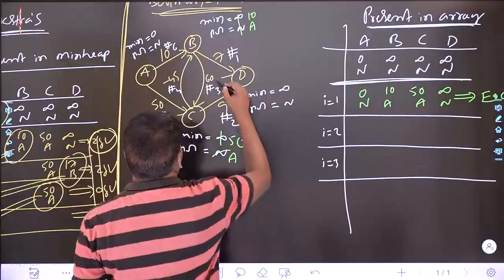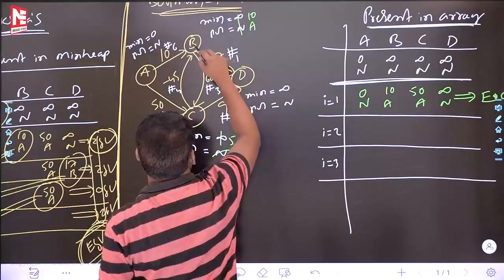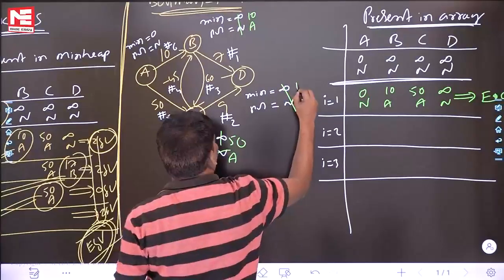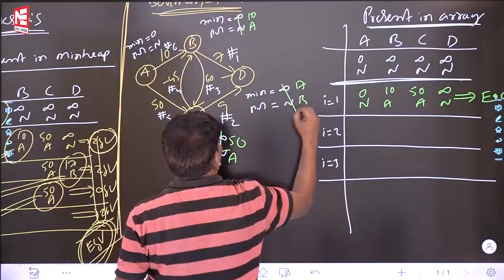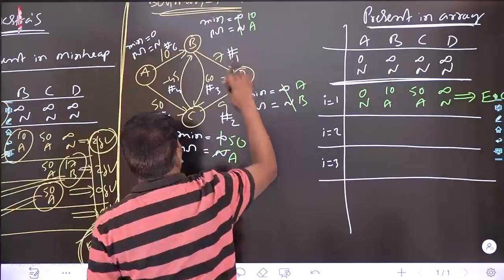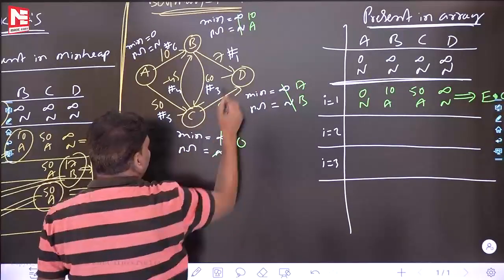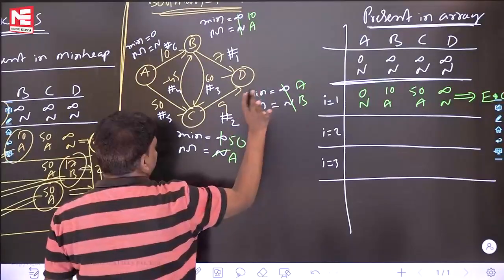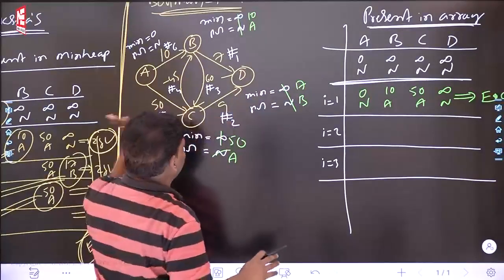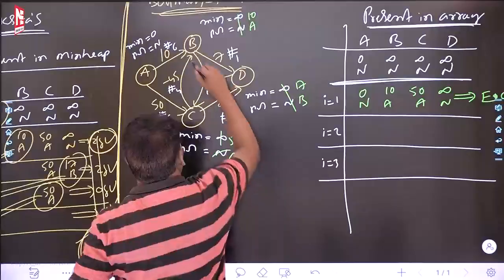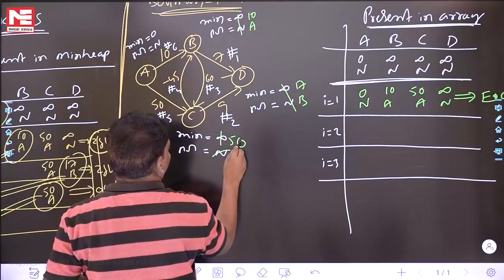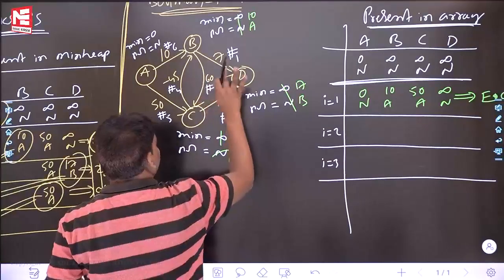Edge number 1 decrease key operation. See the answer. B to D. B value 10, 10 plus 7, 17. Comparing with infinite, 17 is better. From where? B. Edge number 1 decrease key operation over. Edge number 2, C to D. C value 50, 50 plus 9, 59. But 17 is better. Don't change. Edge number 2 decrease key operation also over. Let's go to edge number 3. B to C. B value 10, 10 plus 60, 70. But 50 is better. No change. Edge number 3 decrease key operation over.